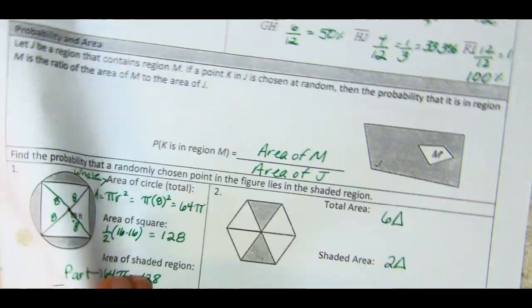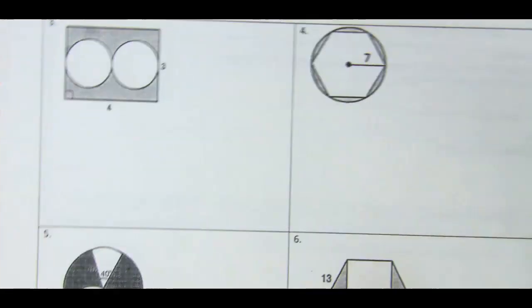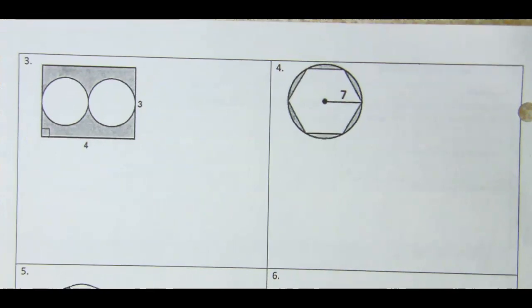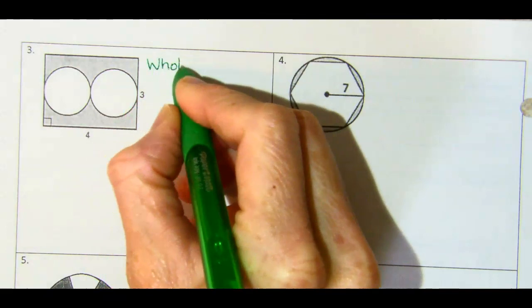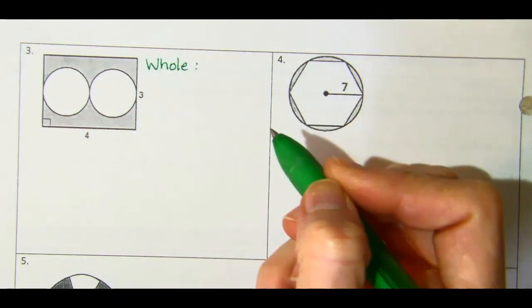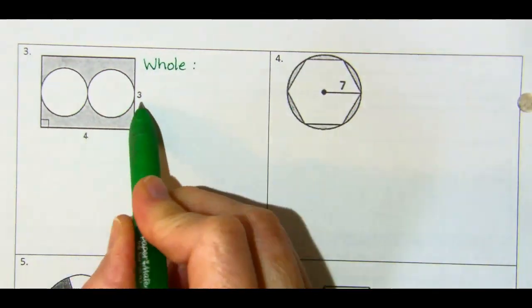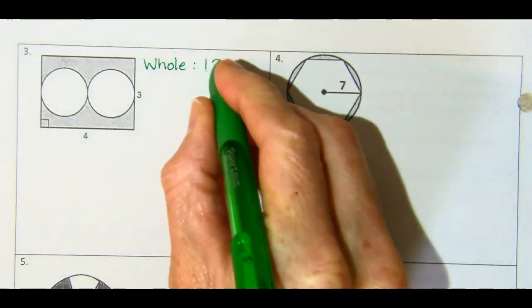Now, moving on to the back, we're going to do 3 and 4, I believe. And on number 3, the first thing I want you to notice is that it is a rectangle with 2 identical circles, and we need to find the probability that it's in the shaded region. So the first thing I'm going to do is find the whole area, or the total. I can do that quickly because 4 times 3, so that is 12.